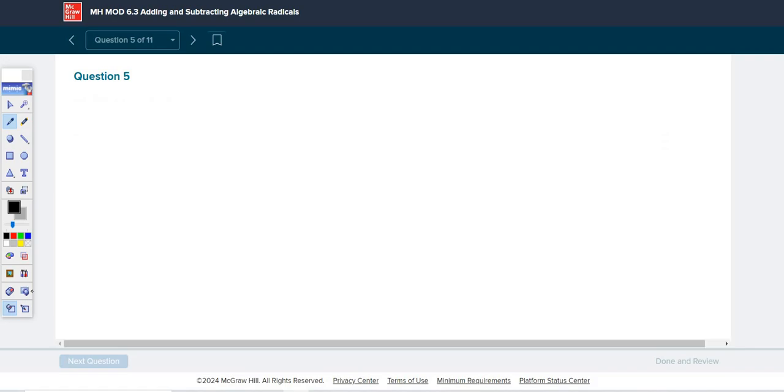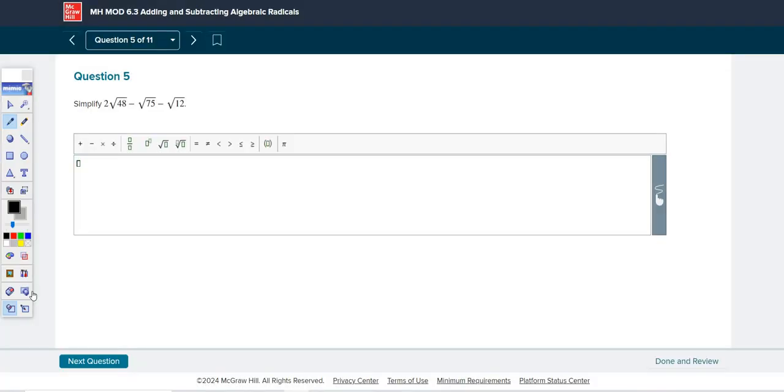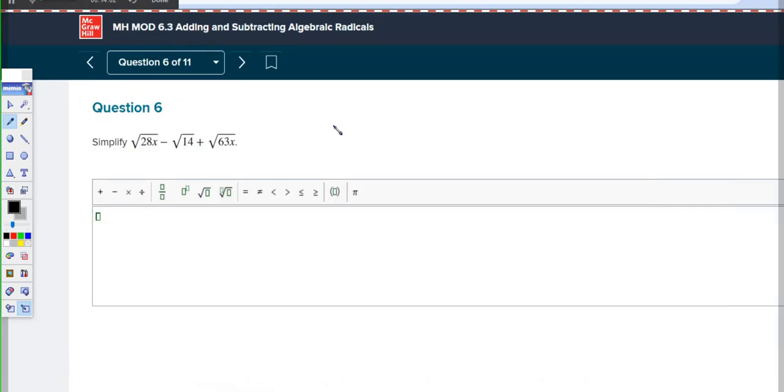Okay. Question 4, question 5. I'll take a look at one with a variable. Okay, here we go. So we have square root of 28x minus square root of 14 plus square root of 63. Well, we need to simplify all these radicals. So 28x, that would be 7 times 4x. Right? 7 times 4 times x. Because I know the square root of 4 is 2.